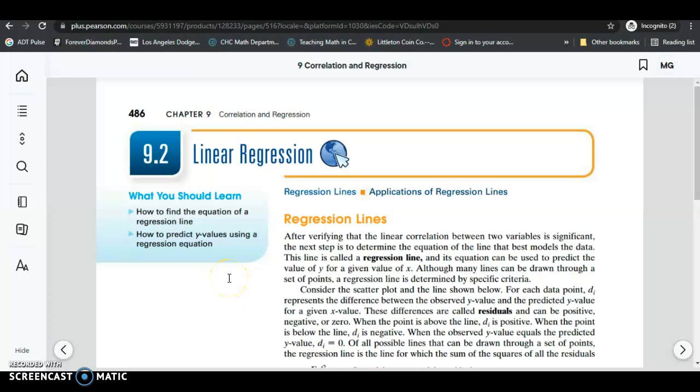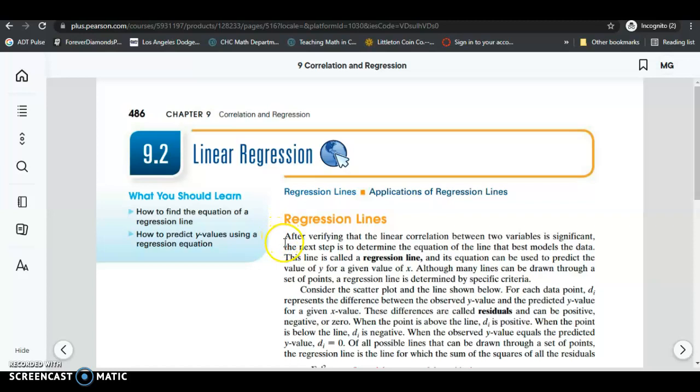Hello students, so we're going to go through some examples in section 9.2 on linear regression. Before we go through the examples, I want to highlight some important information in the section that will help you understand what linear regression is all about.